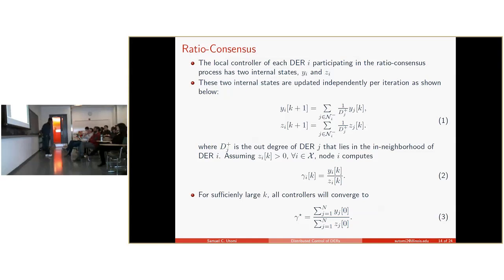You have a quadratic program for the economic dispatch, with quadratic cost functions. If you write the Lagrange dual, you can show that the solution can be written as ratios of sums of things that the nodes have. So again, they can use this algorithm to compute those quantities to get a distributed solution to that problem.